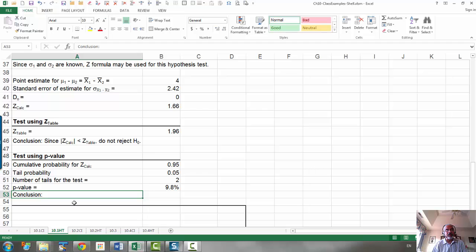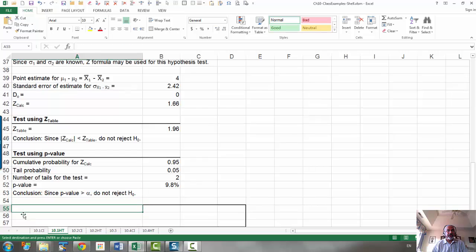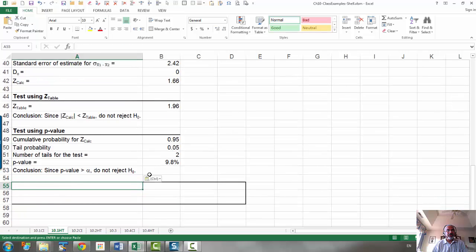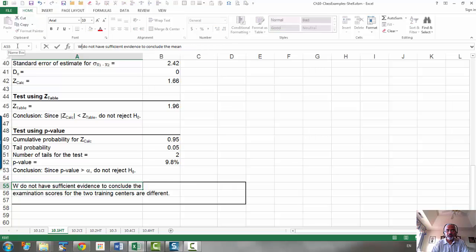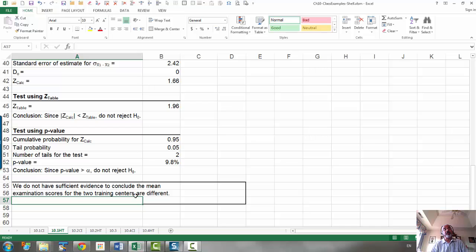So let's write the conclusion. Since the p-value is greater than alpha, do not reject H sub 0. Now we need to interpret the conclusion. The first part of the interpretation is: we do not have sufficient evidence to conclude the mean examination scores for the two different training centers are different.